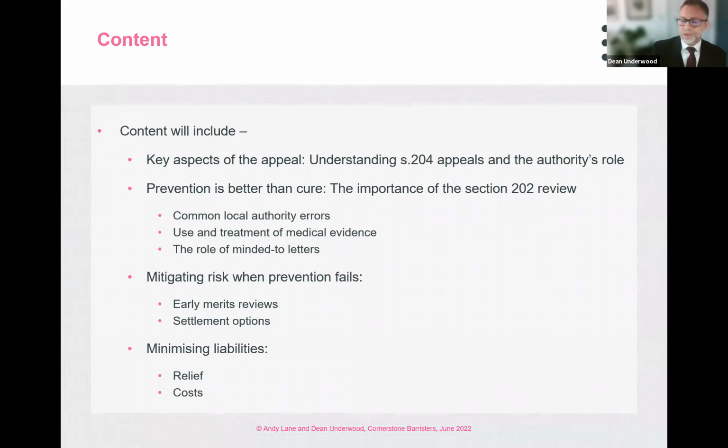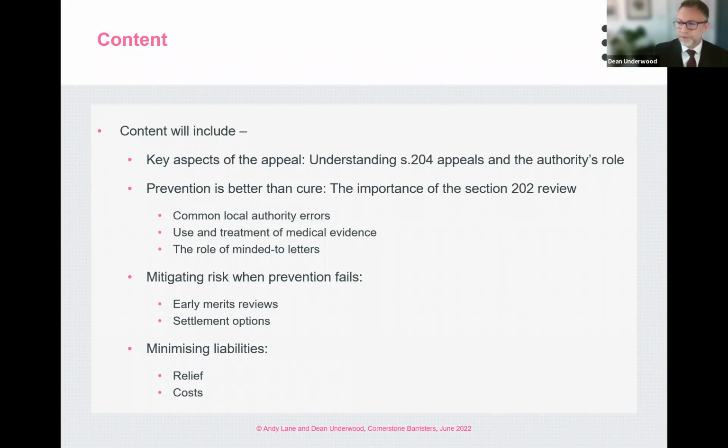I will then take you through a section which we've labelled Prevention is Better Than Cure, the importance of the Section 202 review. And in that I will look at some of the common errors that are made in review decisions. Perhaps it's a little unfair to categorise it in that way, but some of the common challenges that are often made to review decisions and how to deal with them.